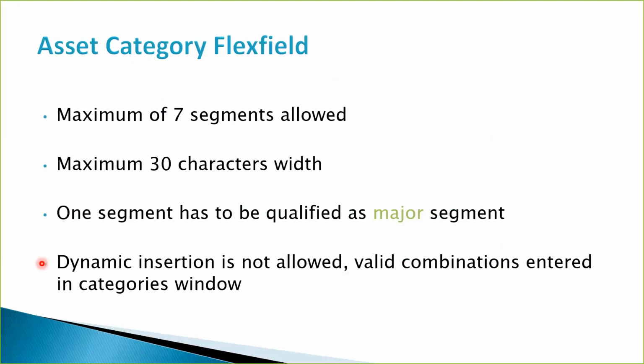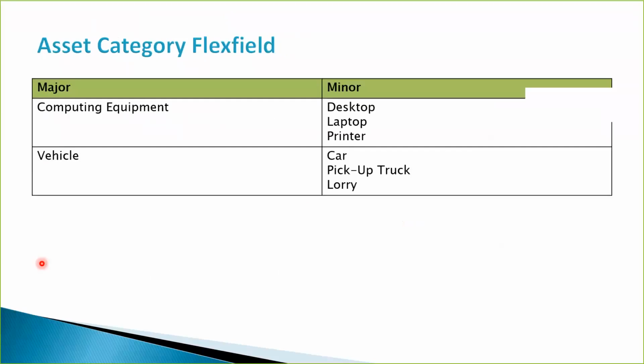So here, dynamic insertion is not allowed at all, so you have to go and define your valid categories. So what would a category Flexfield look like? All right. Assuming our Flexfield we have created has two segments, this would be maybe something it would look like.